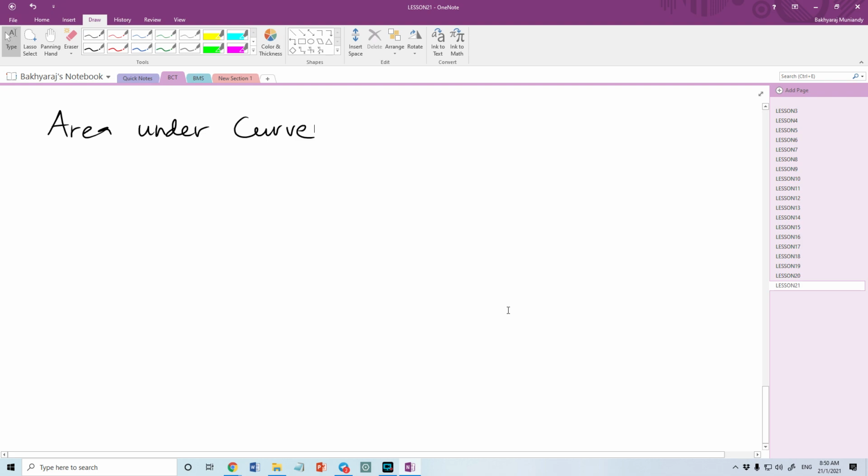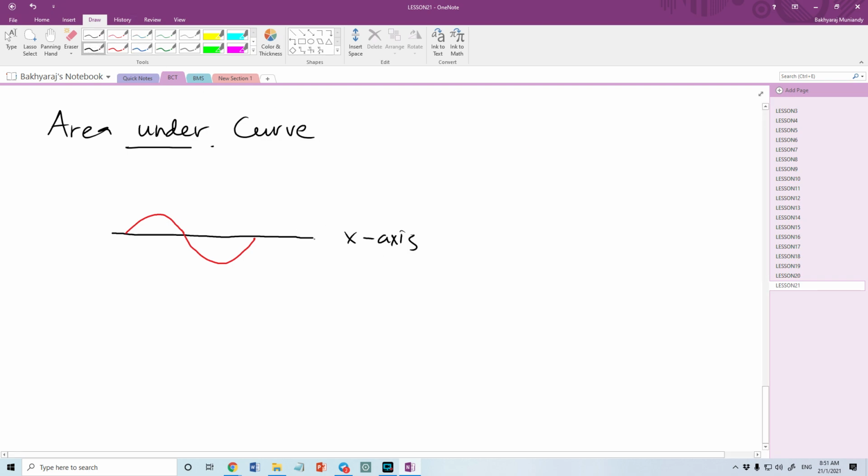Okay, so I'm going to discuss area under a curve for this lesson. First thing, we need to understand this. Let's say we have an x-axis. One thing that we need to remember is this: anything on top of the x-axis. Let's say you see a curve like this, and then the curve is going down here.